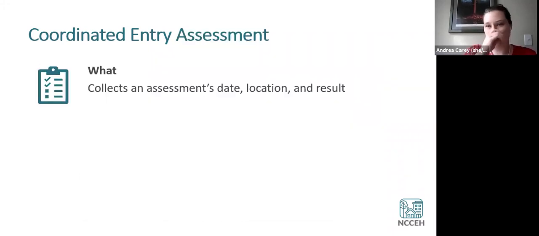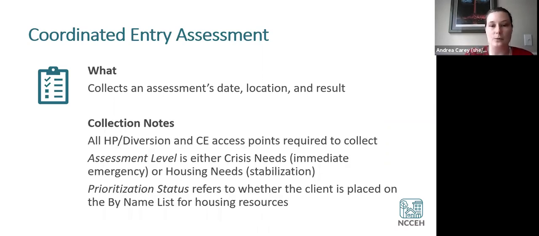Okay, so let's talk about our first data element. We're reviewing coordinated entry assessment. And what this data element does is it collects information on an assessment's date, location, and result. This is going to apply to our homeless prevention, diversion, and coordinated entry access points.